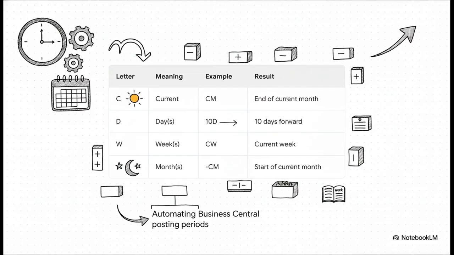Building these formulas is honestly like learning a really simple new language. You just use abbreviations for calendar units. C stands for current, D is for days, W is for weeks, and M is for months. So if you want to point to the end of the current month, you just type CM. Easy, right? If you want the start of the current month, you just add a minus sign to look backwards, minus CM. You can even combine them. It's an incredibly logical setup once you get the hang of it.